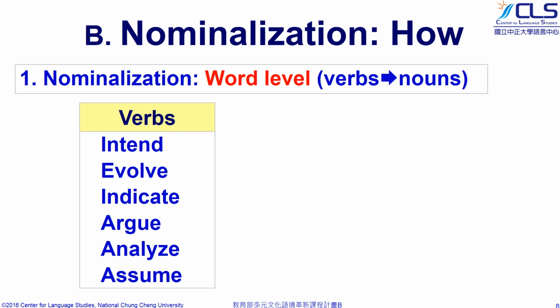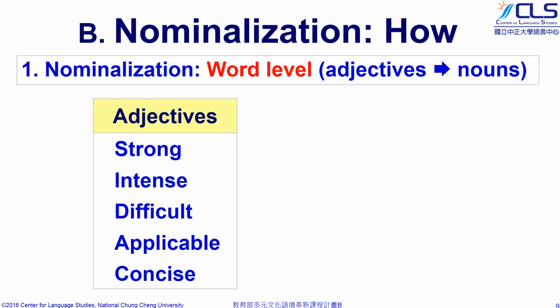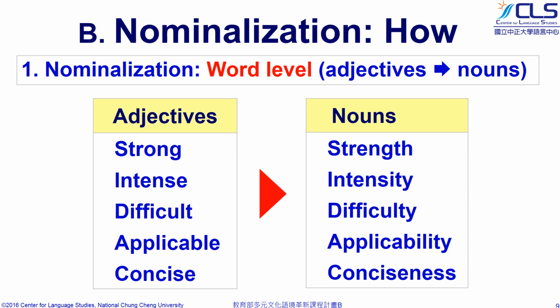Here are the examples of verbs and their nominalizations. The endings of the nominalized forms vary, but many end in ion, tion, ment. Here are the examples of adjectives and their nominalizations. The endings of the nominalized forms vary, but many end in ity, ty, and ness.